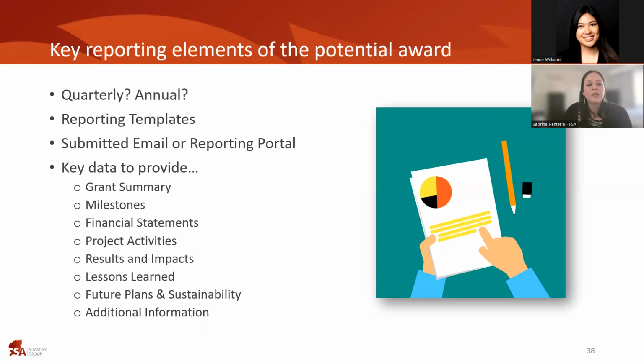This is really important, and it goes back to capacity, in the reporting elements. Is it a quarterly report? Is it an annual report? Do they provide templates? How do we submit? What's the key data that we're going to have to provide? Most grants, especially the competitive ones, when we report on our progress and our success, they want a grant summary. They want to know your milestones. They need financial statements. They need an overview of project activities, results and impacts, lessons learned, future plans and sustainability, and also any other information that you think the funders need to know as we move through.